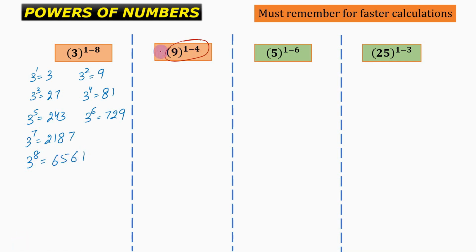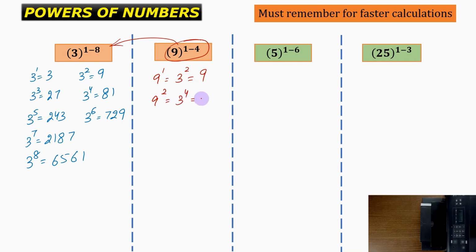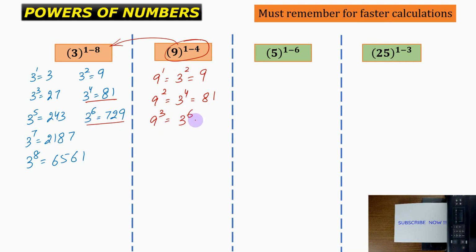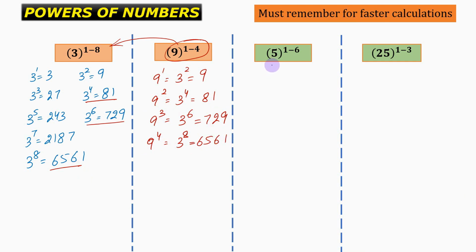Now powers of 9, and we are going to relate it with the powers of 3. 9 to the power 1 is equal to 3 square, which is equal to 9. 9 to the power 2 is equal to 3 to the power 4, which is equal to 81. 9 to the power 3 is equal to 3 to the power 6, which is equal to 729. 9 to the power 4 is equal to 3 to the power 8, which is equal to 6561.